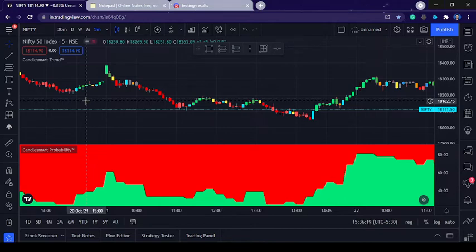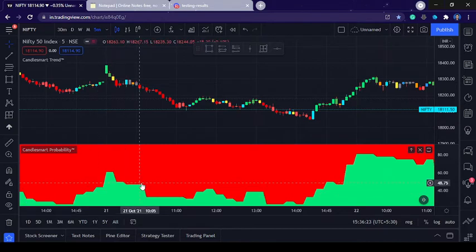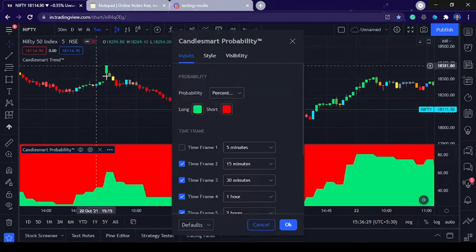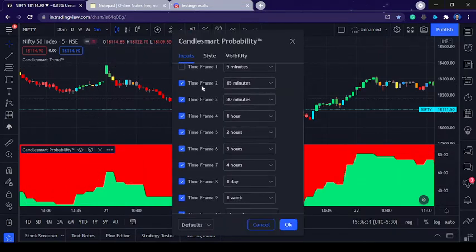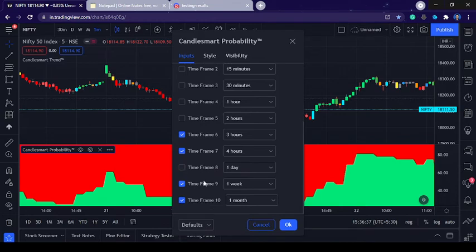But to remove this multiple step noise, we are just focusing on two time frames. Let me show you how. This is 5 minutes, right? For 5 minutes, I put a thumb rule of 3 hours and 4 hours. I am selecting those.